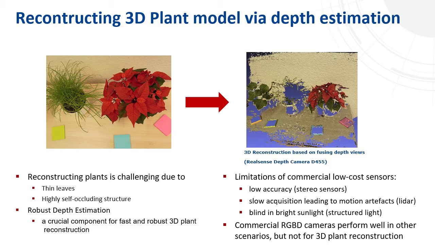However, this task is challenging due to thin leaves and the self-occluding structure of plants. Robust depth estimation is crucial for fast and robust 3D plant reconstruction.